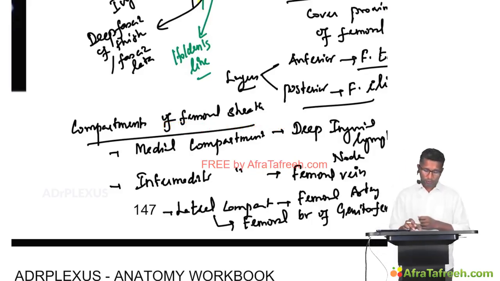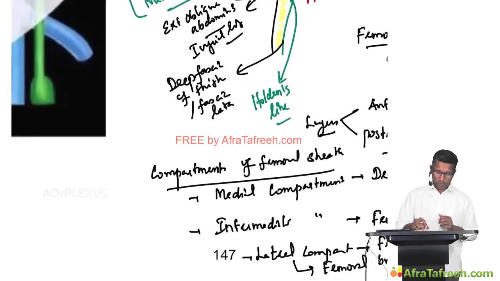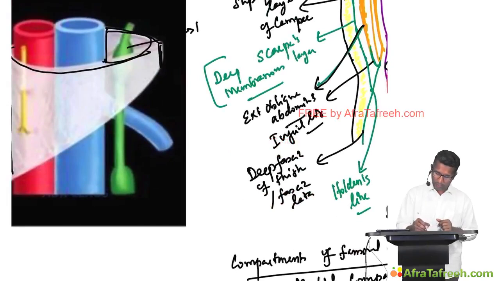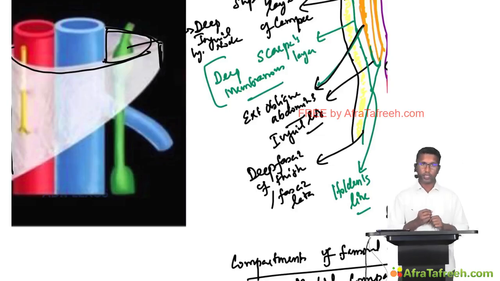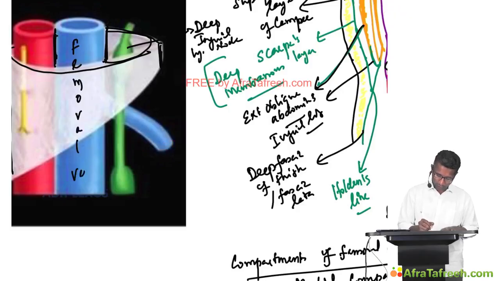Guys, clear? If you see the compartments within the femoral sheath, there are 3 compartments. The medial compartment contains this node, the deep inguinal lymph node. The intermediate compartment contains this vein, which is called the femoral vein. And the lateral compartment contains the femoral artery.